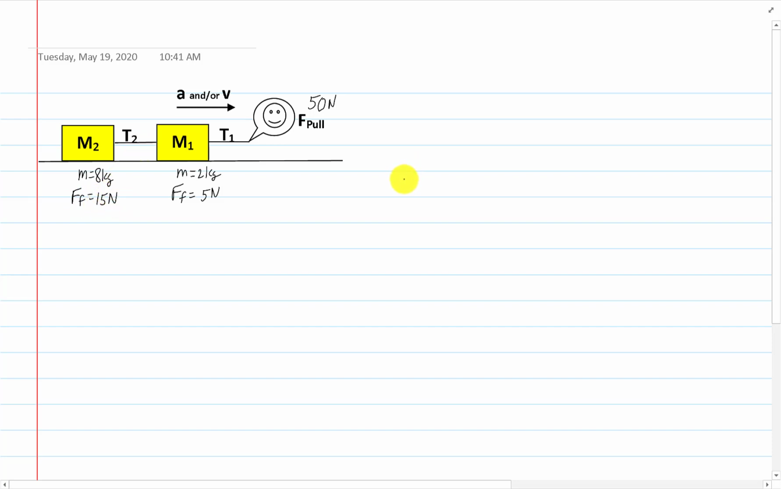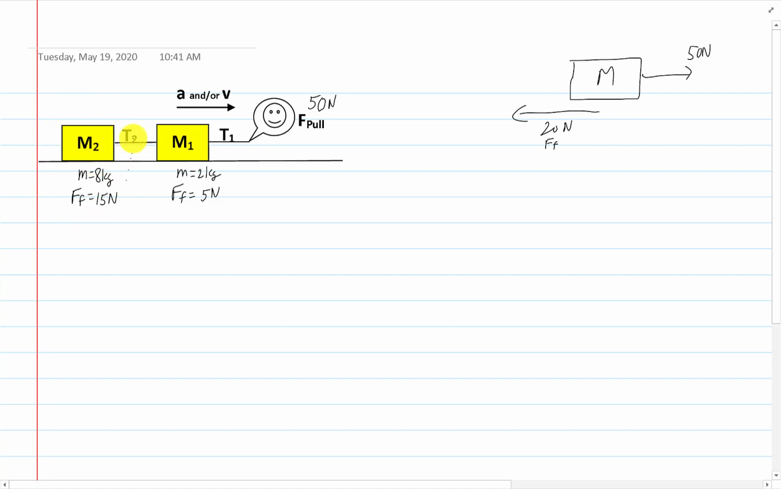So how do we attack this? How do we look at it? We can look at it two different ways. We can look at it as a big block, M, being pulled by 50 newtons, and there's a frictional force pulling back on the whole block of 20 newtons, because that's 5 and 15. And we can look at it that way, and we can look at it individually.